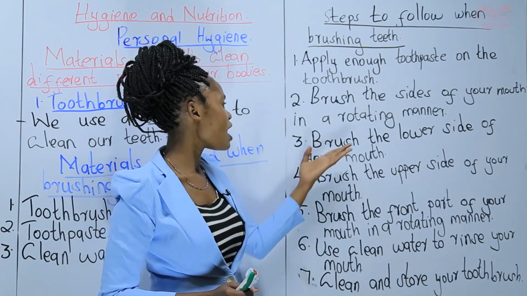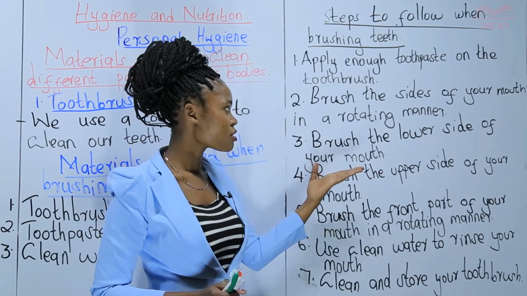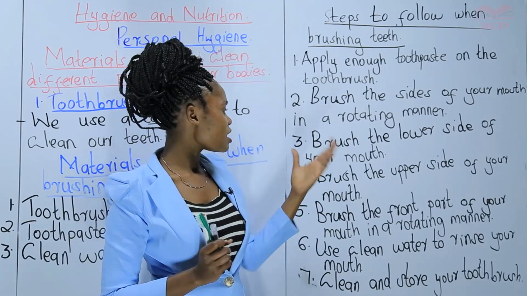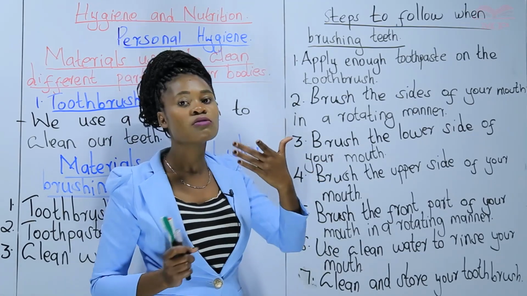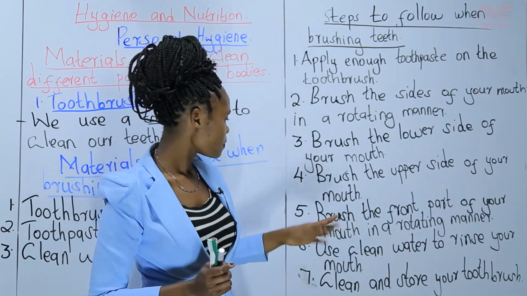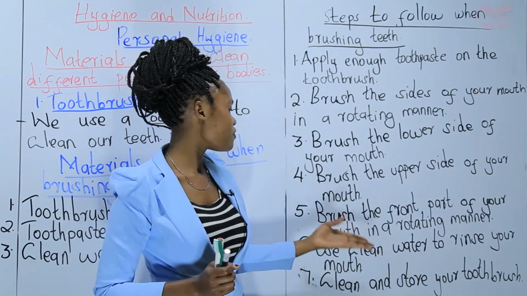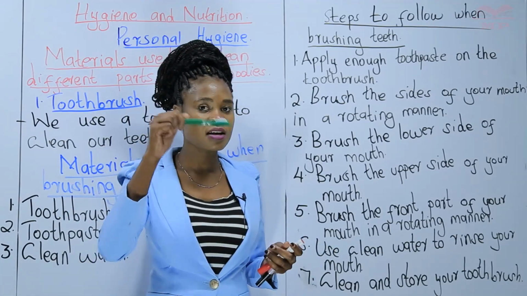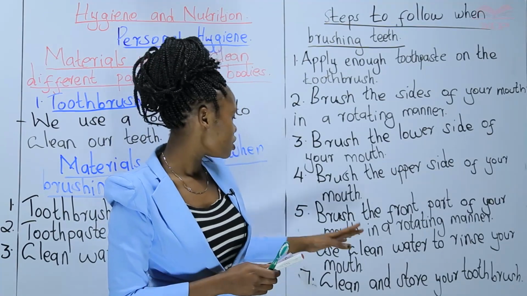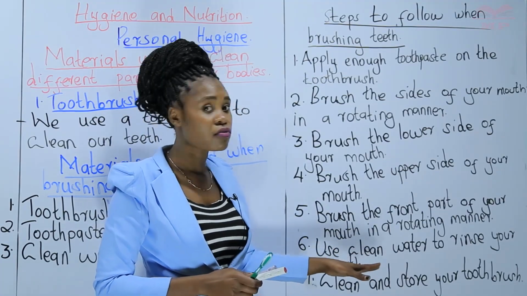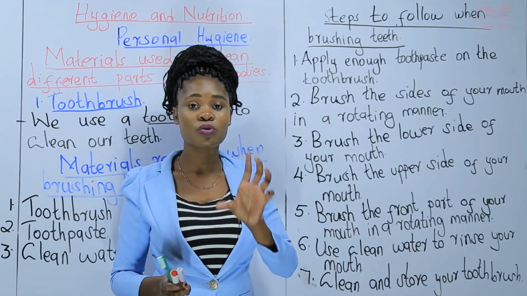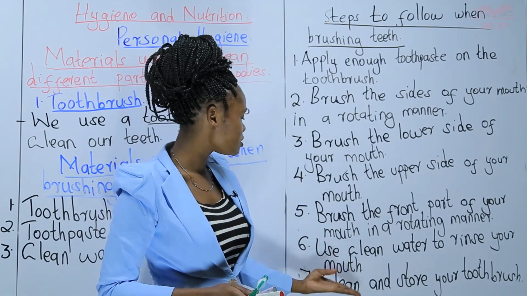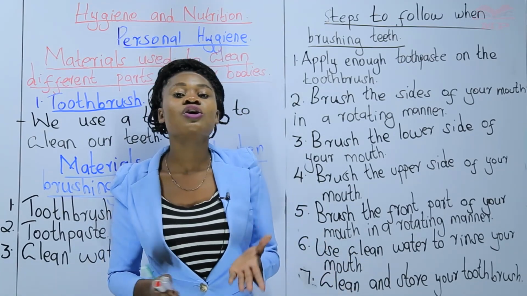The third step is brush the lower side of your mouth. After you brush the sides of your mouth, you now start by brushing the lower side. Then after brushing the lower side of the mouth, you now brush the upper side. And number 5, brush the front part of your mouth in a rotating manner. And then lastly, use clean water to rinse your mouth and make sure that you are spitting out the water. Then after rinsing your mouth, you now clean and store your toothbrush.